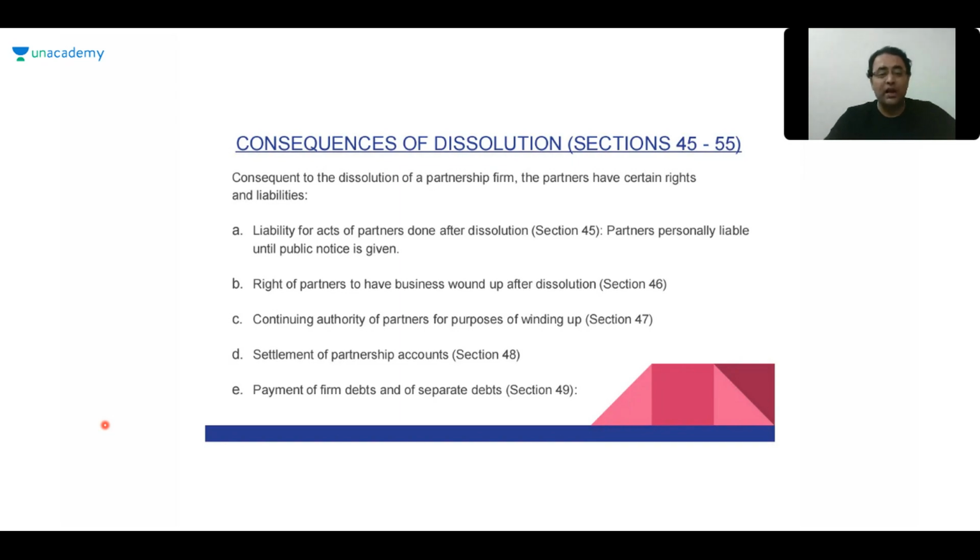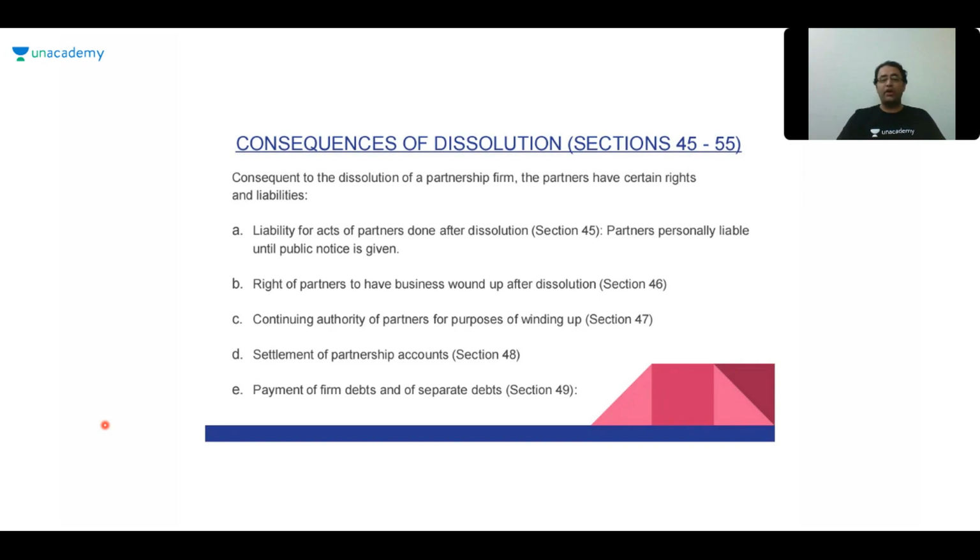The rights of partners to have business wound up after dissolution. Now, please remember, as on the date of dissolution, there might be certain contracts or certain assignments that are incomplete. So, the partners would have taken some advance from the customers or some payments from customers for which the work is not done yet. So, in that case, it becomes their duty to finish all the unfinished business and then do the winding up process. So, that is one of the rights of the partners.